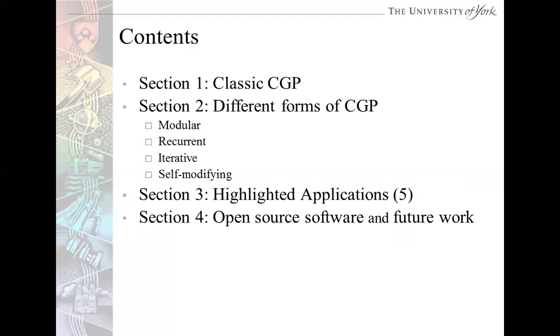Here is a brief outline of the tutorial. We begin with a presentation on classic CGP, which is still widely used. In section 2, we look at various forms of CGP which have increased its efficiency or generality. In section 3, we discuss 5 applications which demonstrate the diversity of domains that CGP has been applied to. These are digital circuit design, object recognition, neural networks, artificial organisms, and artificial intelligence. In section 4, we discuss open source software for CGP and future work.